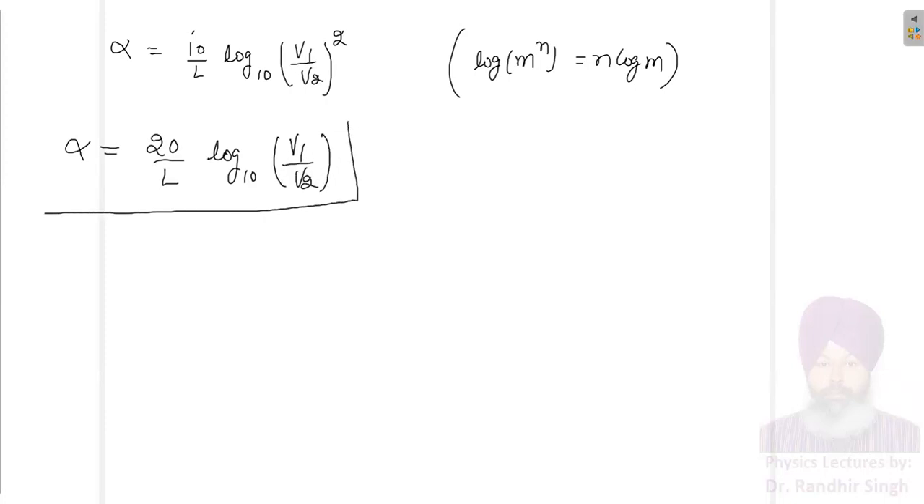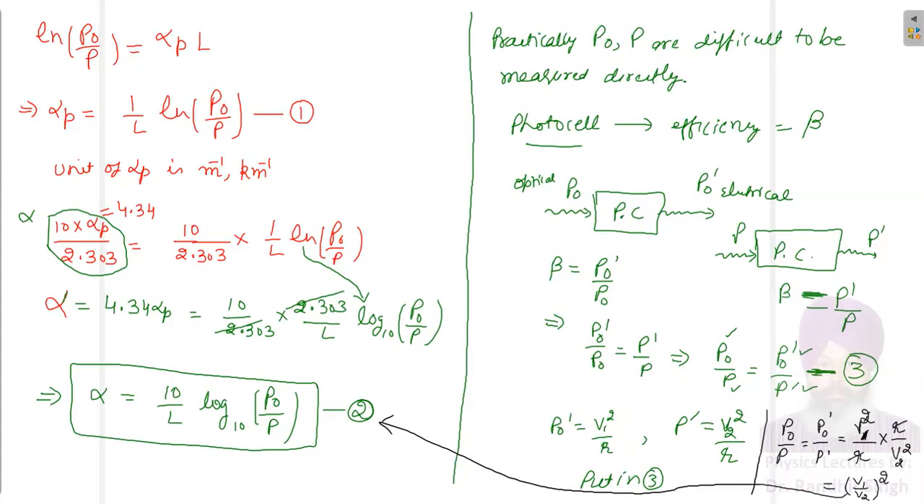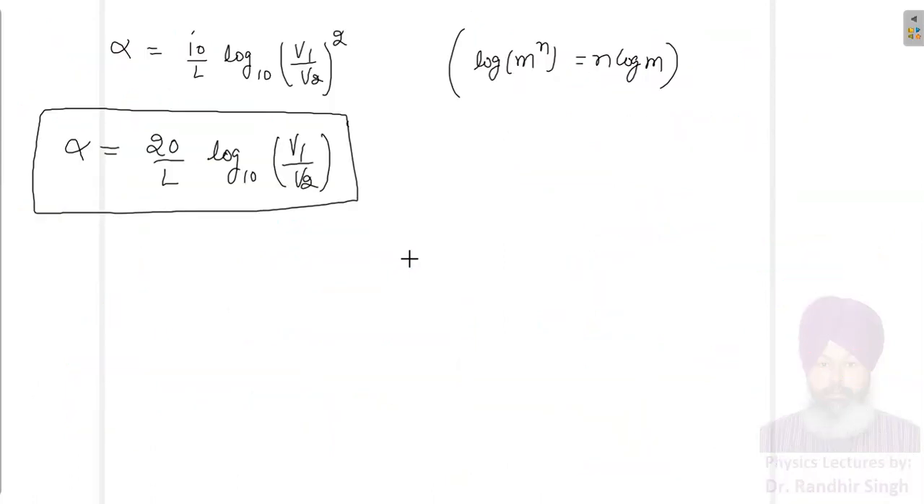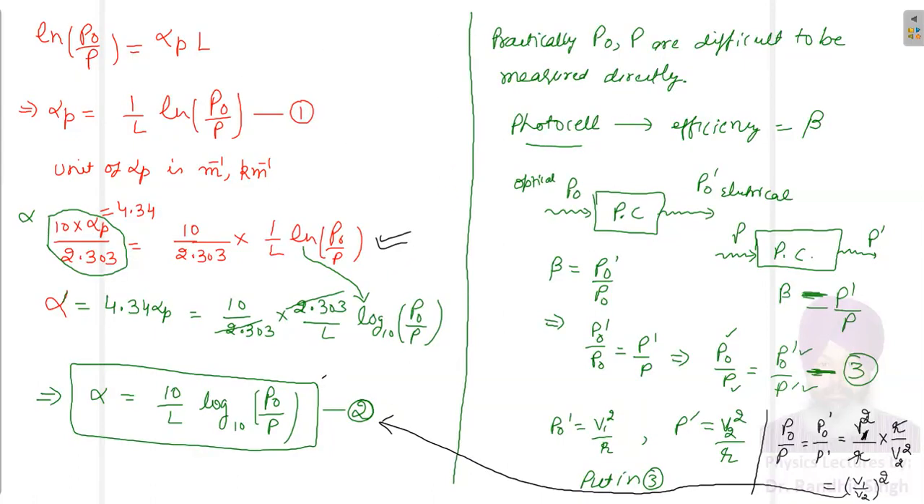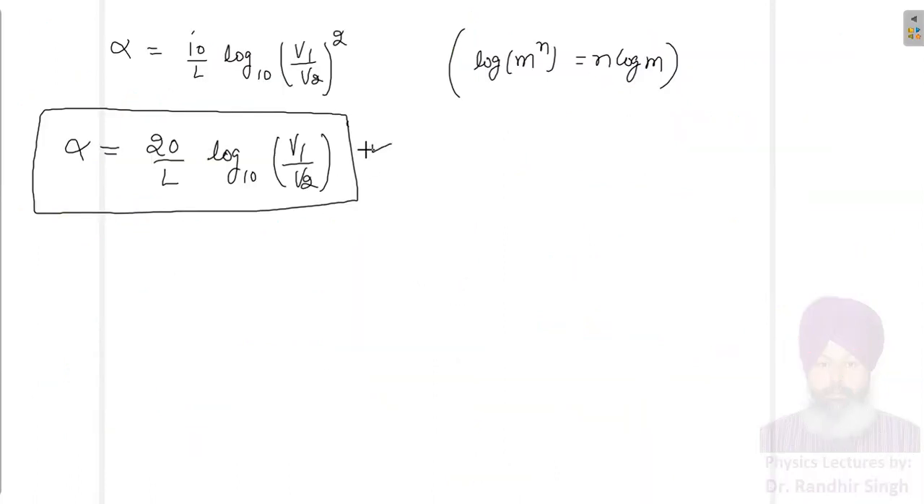So this is how we have converted an expression, if I show you the previous page, this was the expression. This expression was in terms of optical power, and we have converted this expression into a new expression which is in terms of voltage generated. So it is very easy to use this formula for measuring the fiber loss.